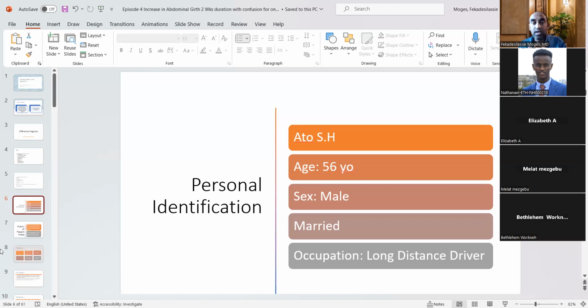Can you guys try to elaborate the chief complaint? First, we should know the duration of the chief complaint. So the duration is 2 weeks. The abdominal girth was gradually increasing over the past 2 weeks, and he became confused earlier to his presentation. Then the onset, okay, gradually.